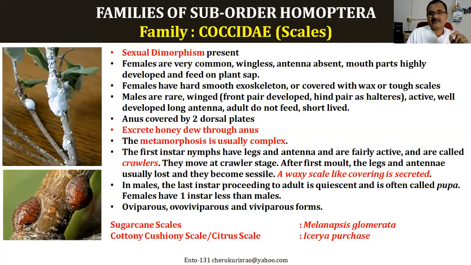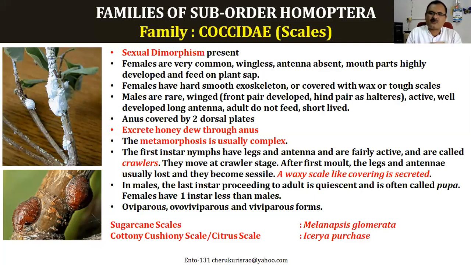This is a very peculiar family, which has a different kind of metamorphosis. Generally, in all the hemimetabola, we know very well: eggs, nymph, and adults. This is the last order we are studying as far as the hemimetabola is concerned. From tomorrow onwards, we are entering into the world of holometabola, where there are egg, larva, pupa, and adult stages. As far as the Coccidae are concerned, they have a different kind of metamorphosis.